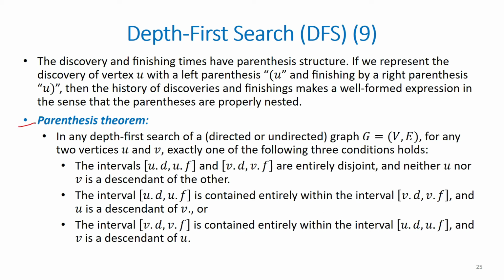Given a graph, whether directed or undirected, the theorem states that exactly one of the following conditions occurs for any two vertices u and v. One possible condition is that the intervals [u.d, u.f] and [v.d, v.f] are disjoint, meaning that neither of the vertices is the descendant of the other. The other possibility is that the interval [u.d, u.f] lies entirely within the interval [v.d, v.f]. In this case, u is the descendant of v. And finally, interval [v.d, v.f] lies entirely within the interval [u.d, u.f]. In such a case, v is the descendant of u.